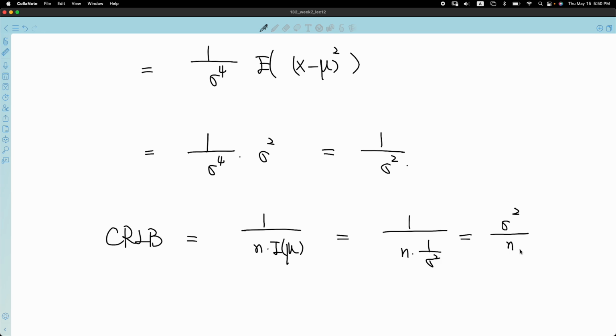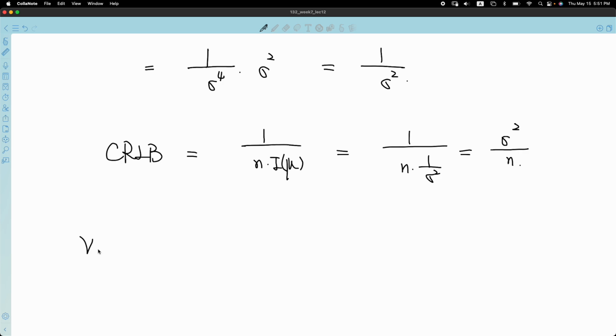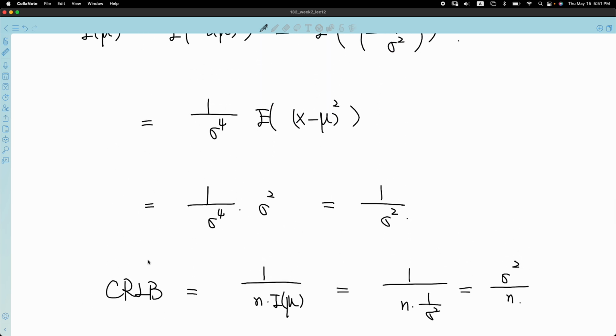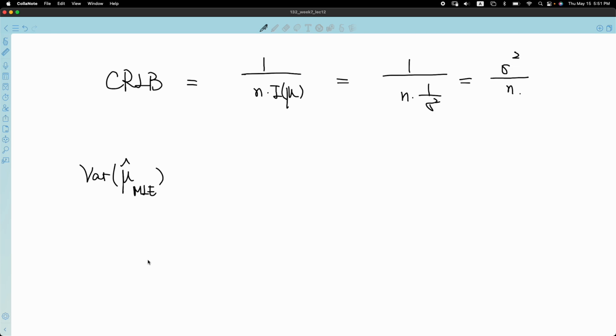Okay, to check the efficiency, we need to check the variance of mu hat, whether it is equal to this lower bound or not. So we need to calculate the variance of mu hat. Any questions or comments regarding the Fisher information and the lower bound? Maybe I'll pause a little bit for you to finish the notes. Okay, so we need to verify whether the variance can attain the Cramer-Rao lower bound.